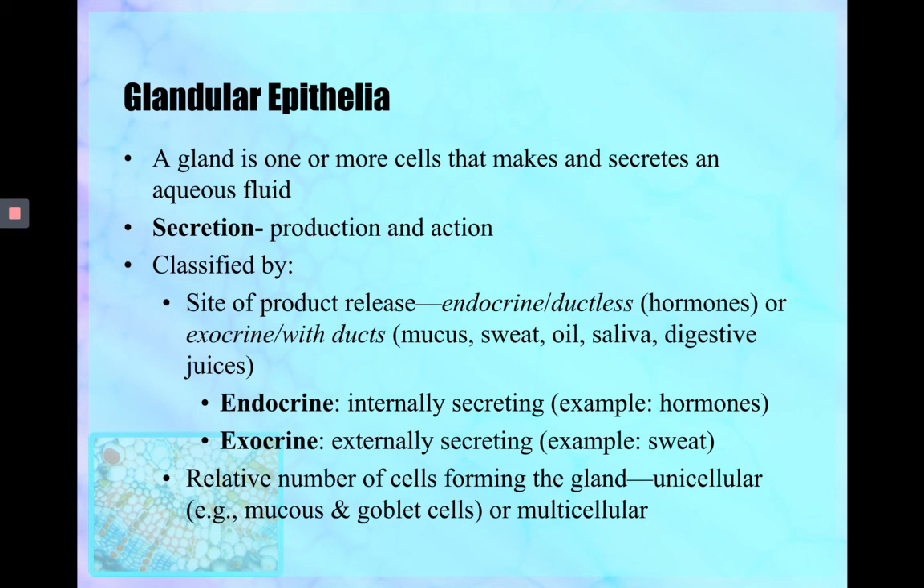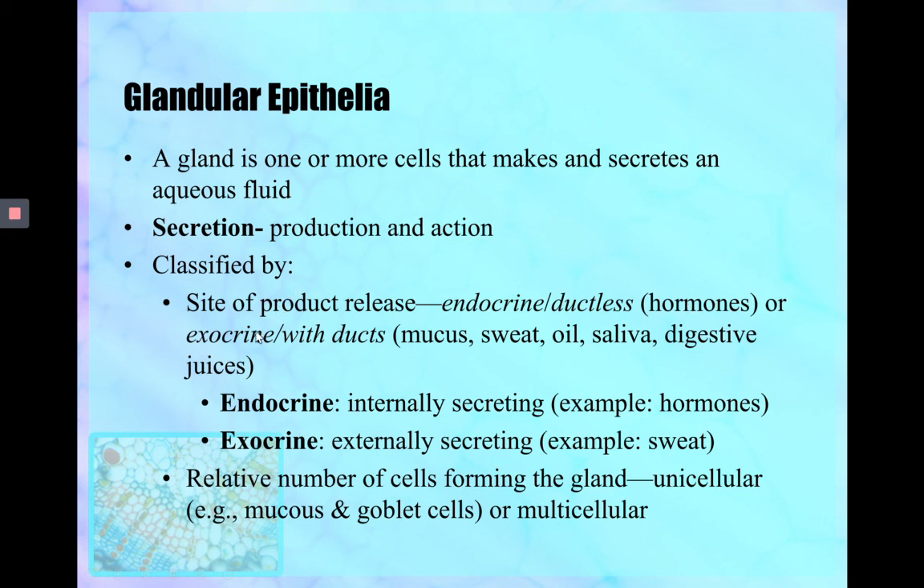So depending on the relative number of cells forming the gland, whether it's a unicellular gland or a multicellular gland, it's going to be a more complicated or less complicated duct system. But only exocrine glands have ducts. Endocrine glands do not have ducts. So we even have this short kind of abbreviation here. Endocrine, ductless, they secrete hormones.